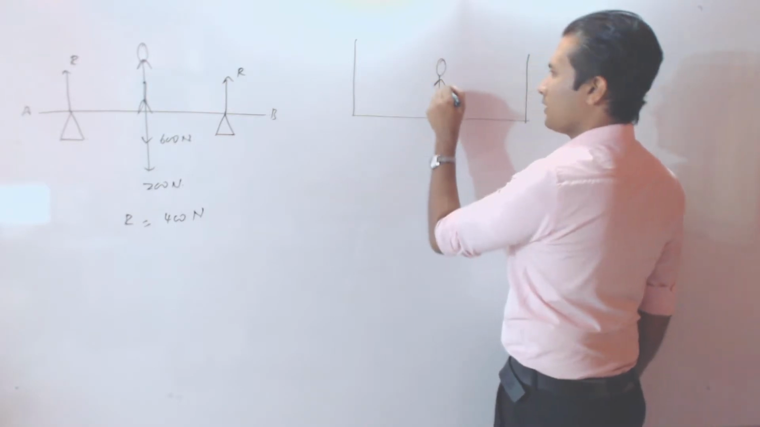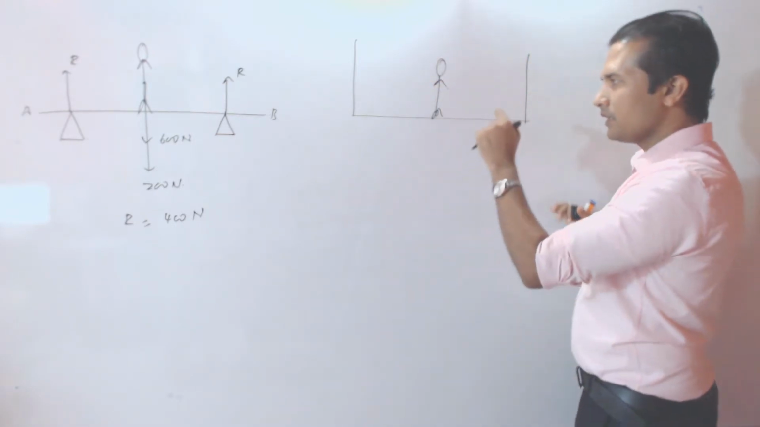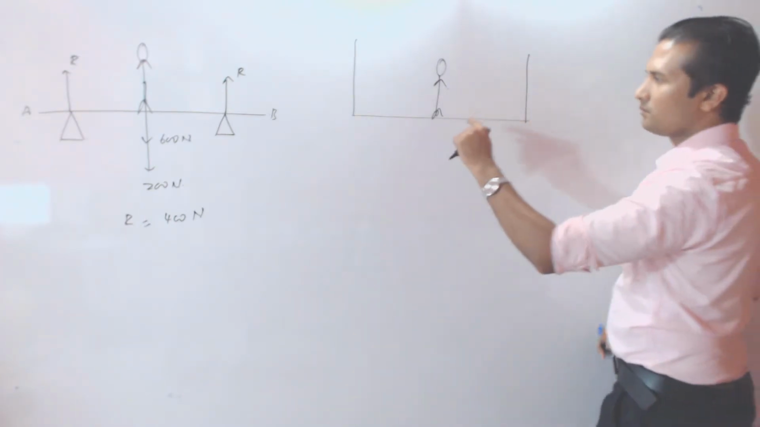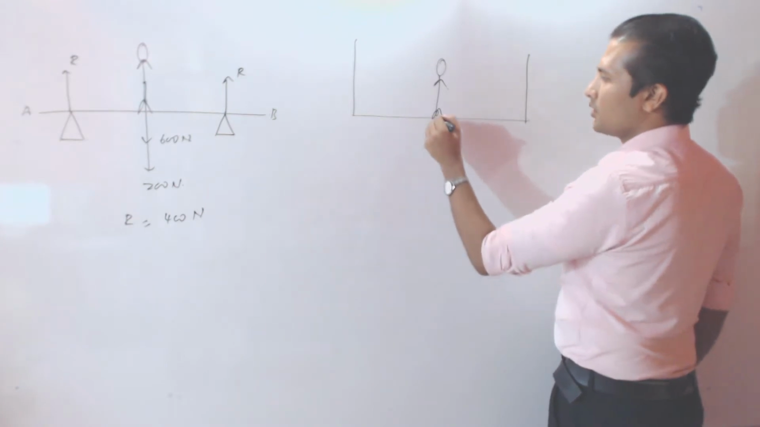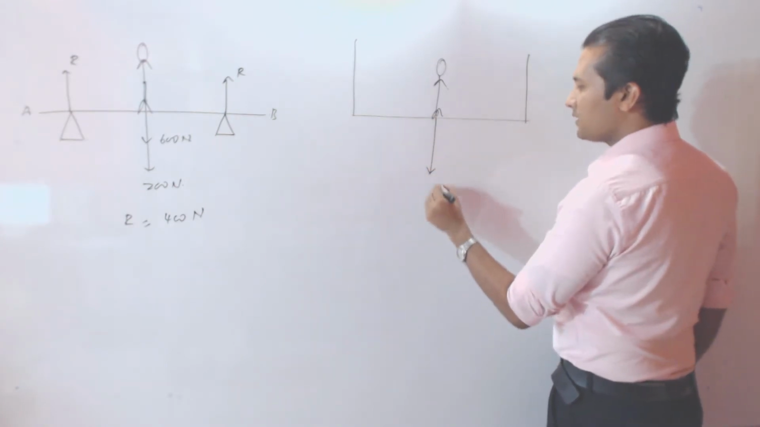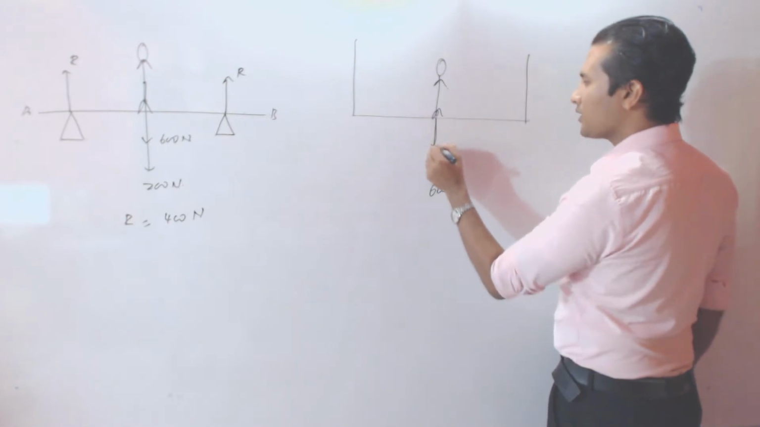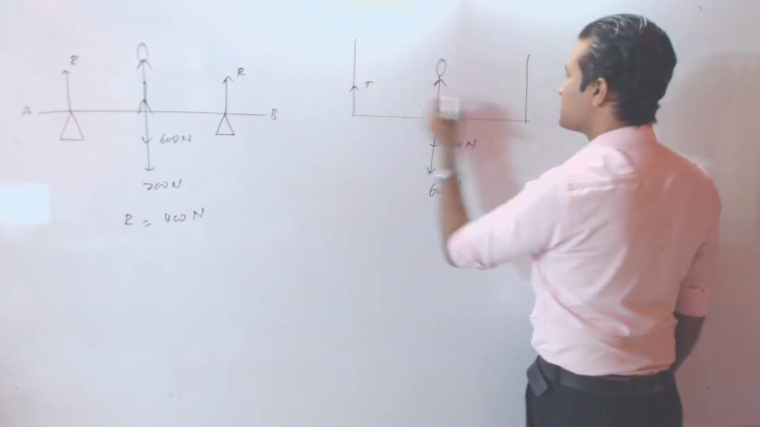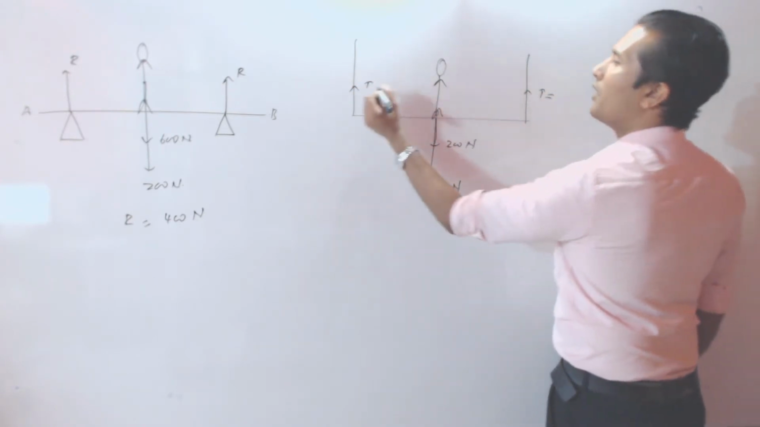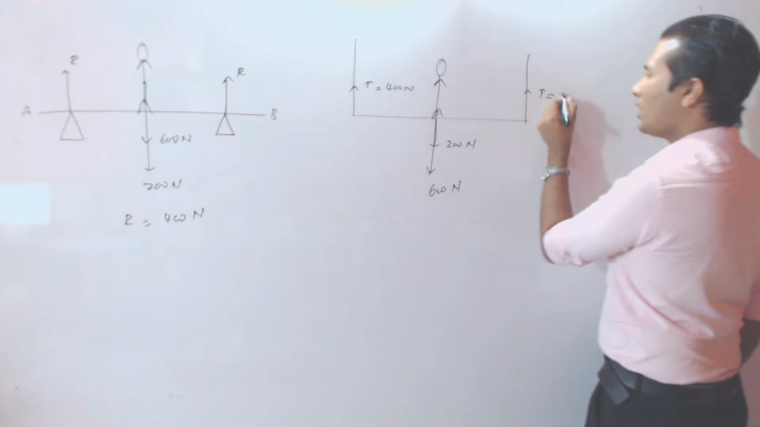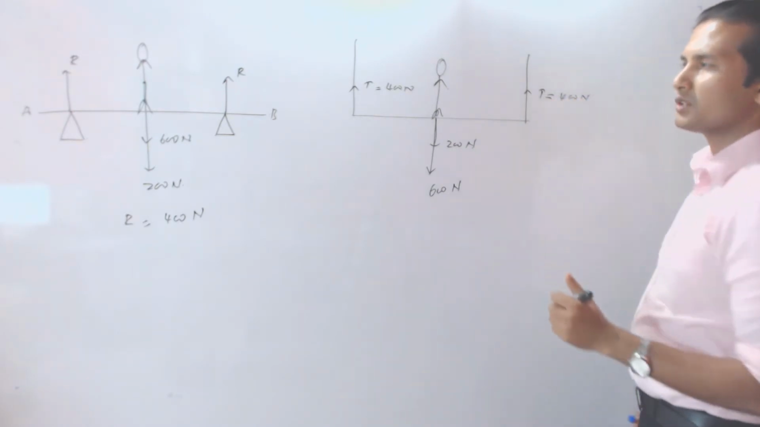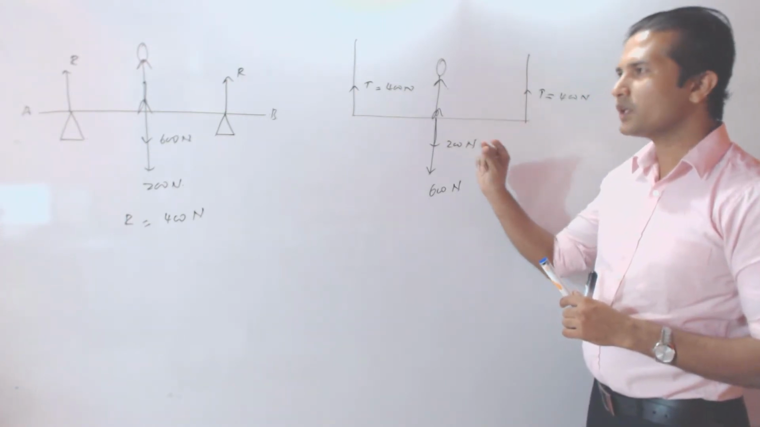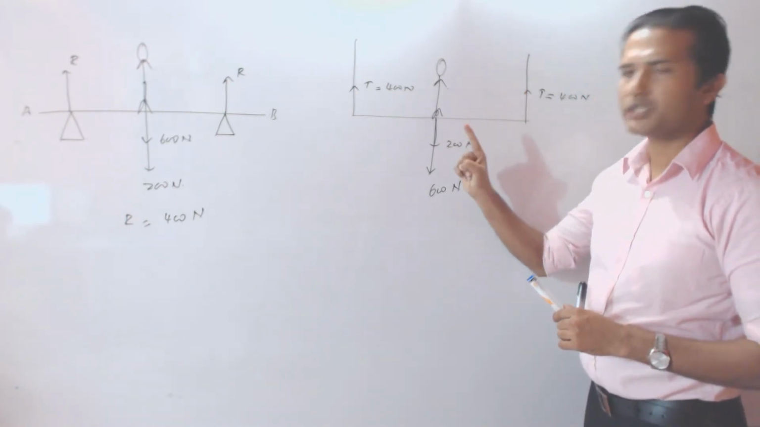Initially, a man is at the center of the bench. The weight of the man is 600 newtons and the weight of the bench is 200. So we know that according to symmetry, this should be 400 newtons, 400 newtons.